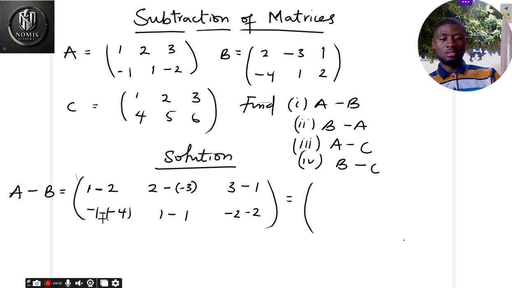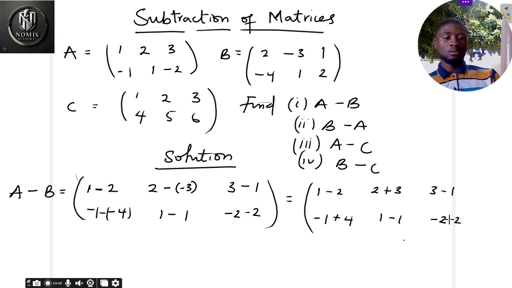Let us add all those ones that have many signs together. So we still have 1 minus 2 here. And here we have minus times minus because we have 2 minus here. So we have to multiply them together. Minus times minus will give us plus. So this becomes 2 plus 3. Then this remains 3 minus 1. Then here we have minus 1. Minus times minus here becomes plus. That's plus 4. Then 1 minus 1. Minus 2 remains like that.